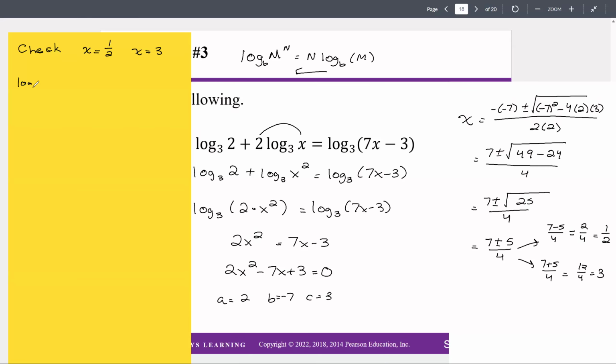So if we do a log base 3 of 2, that's not a problem there, plus 2 log base 3 of 1/2. So we'll do the 1/2 first. That's not a problem. This is okay because I'm doing a log of a positive. This is okay because I'm doing a log of a positive. The question is going to be here: log base 3 of 7 times 1/2 minus 3. So this is going to be 3.5 minus 3, which is going to be 0.5. So this one should be okay.